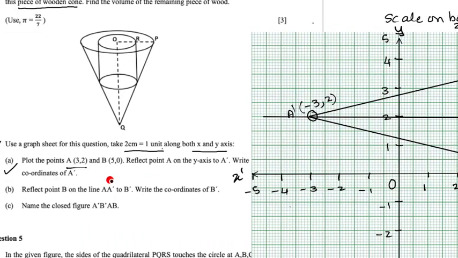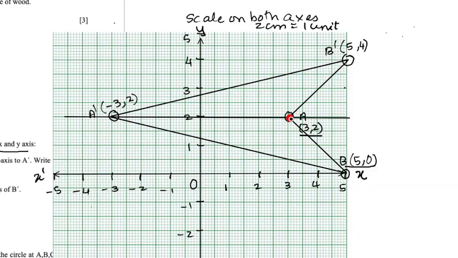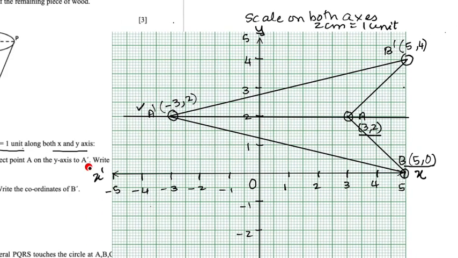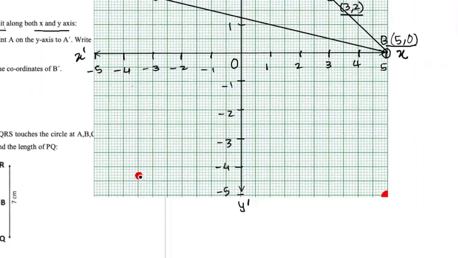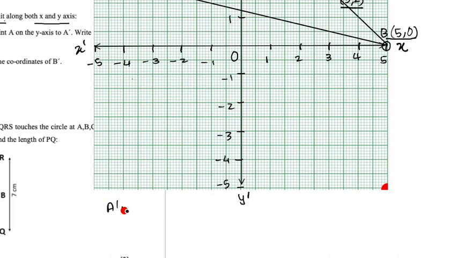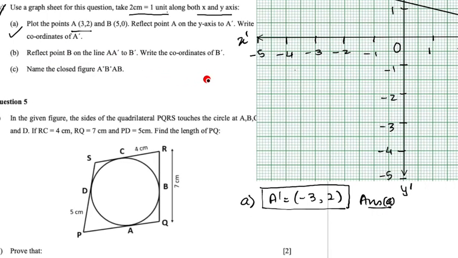And now they are telling us to reflect point A on the y axis to A dash. So this A is 1, 2, 3 units on the right. So it will go 1, 2, 3 units on the left, and we will get A dash here. So we have A dash, the coordinates we have written. They say write the coordinates of A dash. So in our solution, we can write here A dash is equal to -3, 2, and that would be our answer, part A.